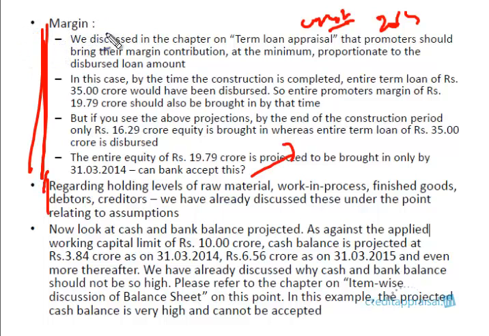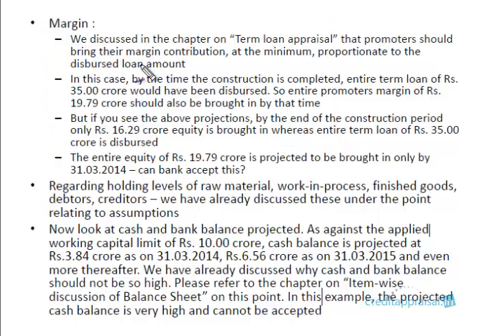It looks like the raw material holding level is around 4 months. This is higher. You need to inquire why the company is projecting such a high level of raw material. Cash and bank balance, I told you we had a discussion on this during the chapter on working capital assessment. For 10 crores of working capital, the projected cash balance is very high. You cannot accept this.